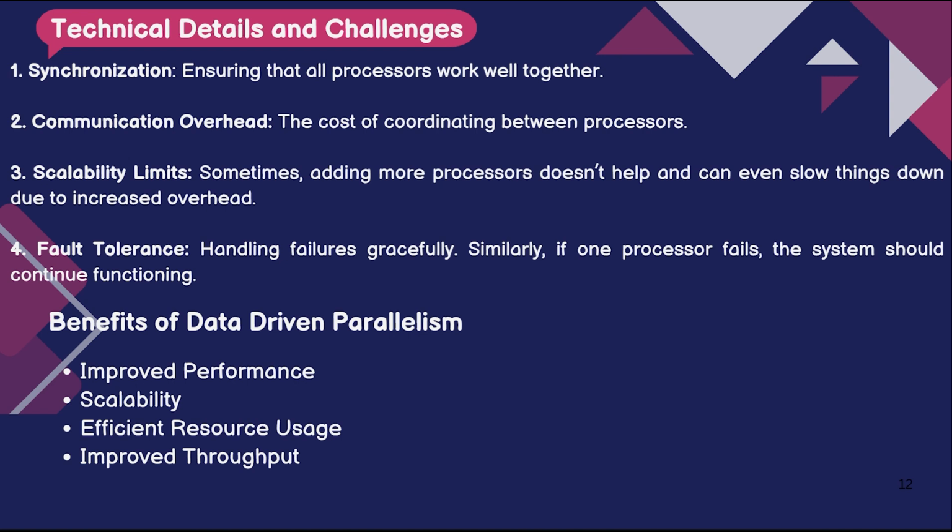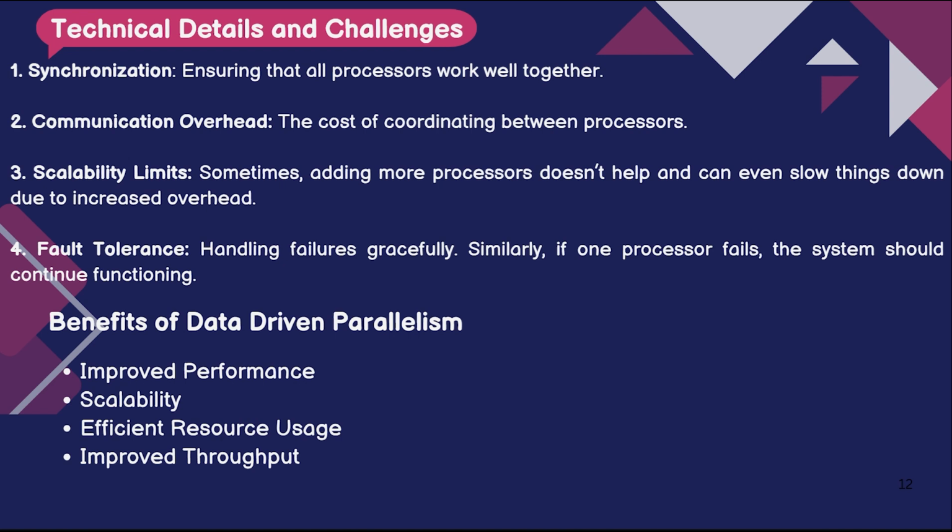And the third one is the scalability limits. If we add more processors to increase the speed, it can degrade the performance due to the increased complexity and overhead. And the last one is fault tolerance. We need to ensure that this all happens without any failures. Otherwise there is no use of using this technique if there is an error. So we need to avoid errors, and if one processor fails, the entire system should not crash, and the failed task should be done by another processor.